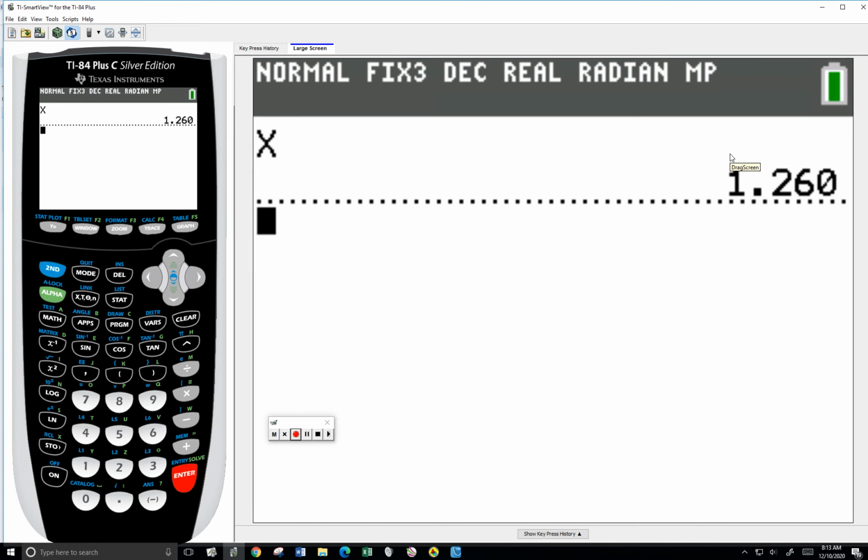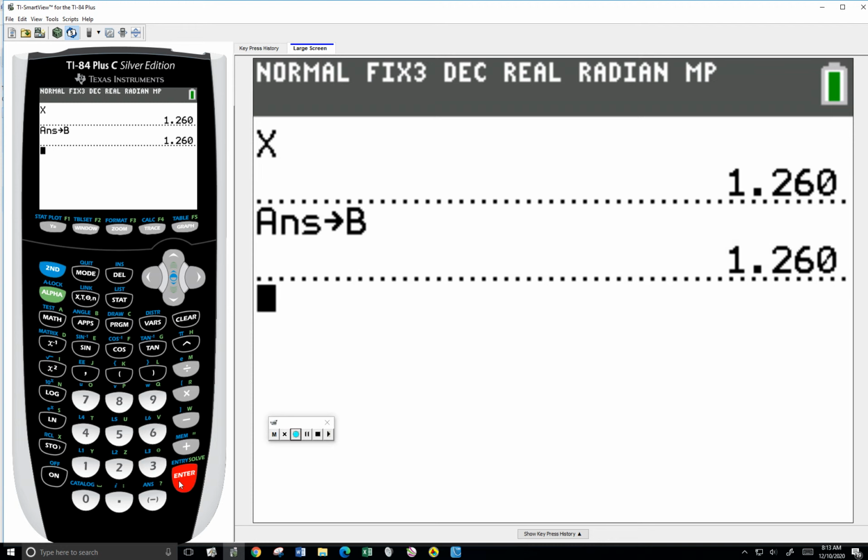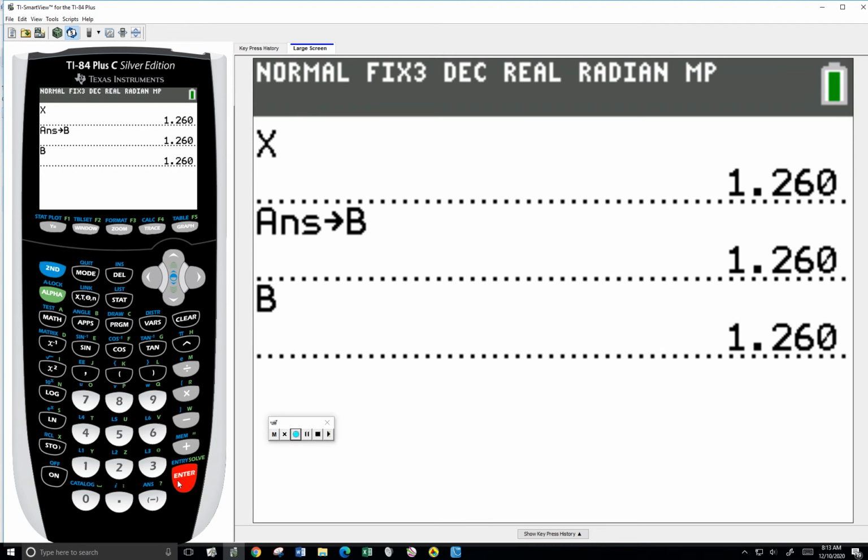So now I press the store key down here above on, and I say where I want to put it, which is in alpha B. So now anytime I type B on my calculator, it's as if I typed 1.260 with a whole bunch of decimals. Logan, please. When I put in X and I press enter, it just says X.